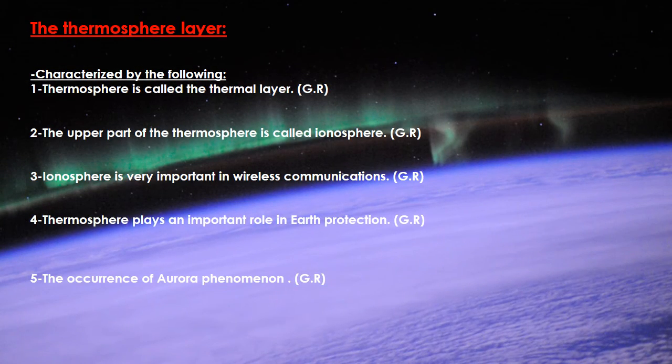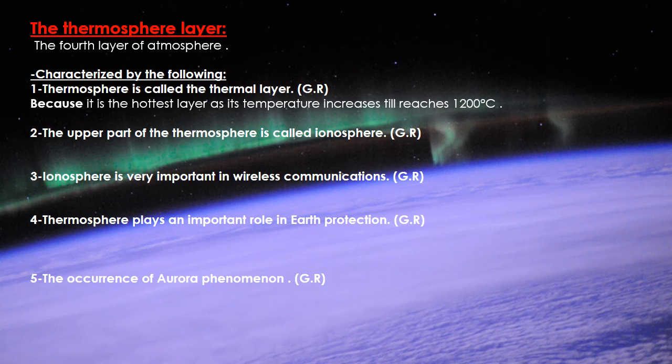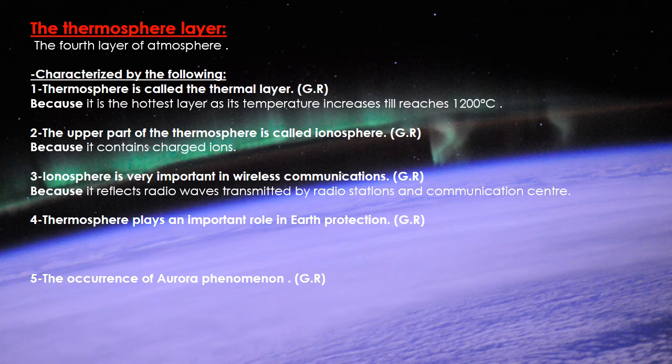The thermosphere layer is characterized by the following. The thermosphere is number four in the atmospheric layers. Number one, the thermosphere is called the thermal layer because it's the hottest layer and its temperature reaches 1200 Celsius. The upper part of the thermosphere is called the ionosphere because it contains charged ions. The ionosphere is very important in wireless communication because it reflects the radio waves transmitted from radio stations and returns them back to Earth. So it has an important role in wireless communication.